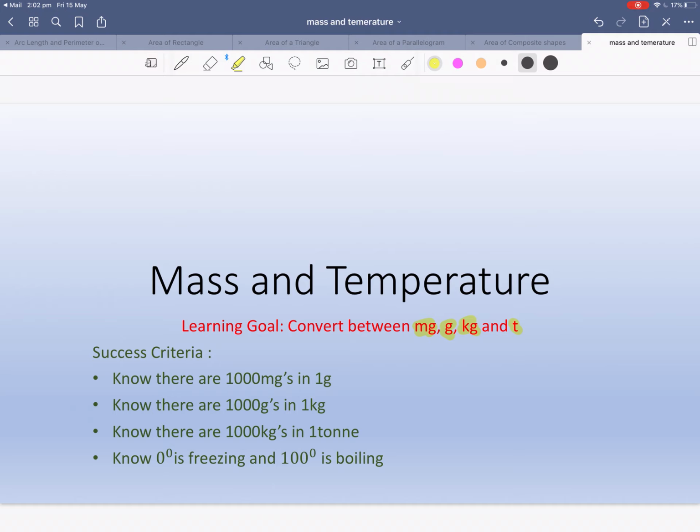And we essentially just need to know that there's 1,000 milligrams in 1 gram, there's 1,000 grams in 1 kilogram, there's 1,000 kilograms in 1 ton. So it's pretty consistent. So it's just 1,000, 1,000, 1,000, okay?